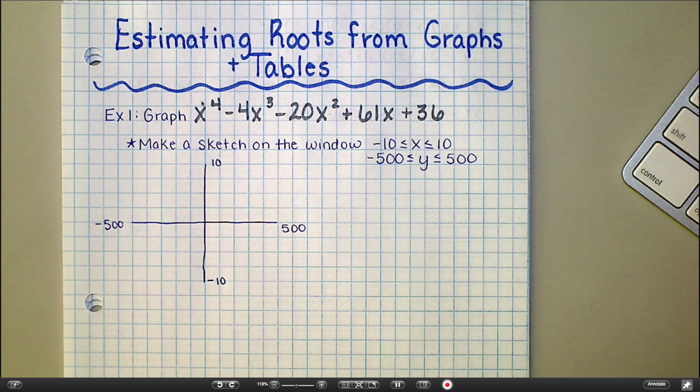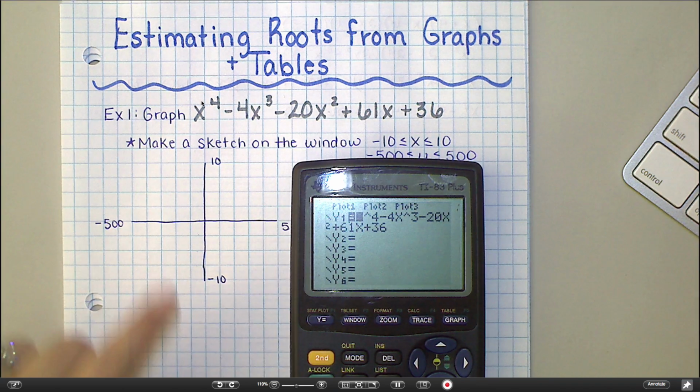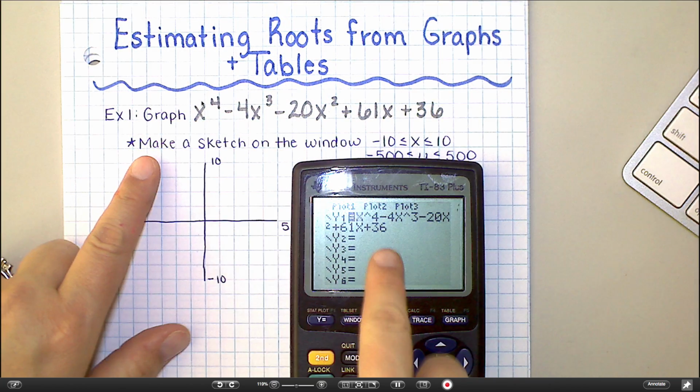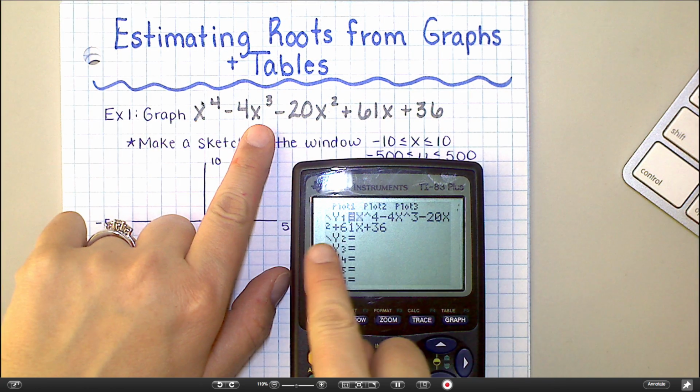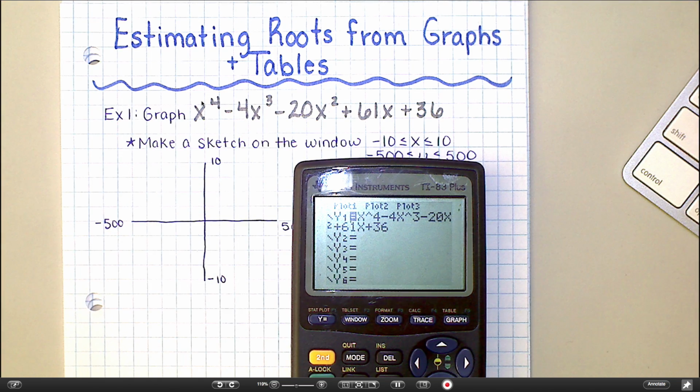So I'm going to go into my calculator. Now I kind of cheated here. Hold on, my calculator's not cooperating, sorry. Okay, so in my calculator, I'm typing in exactly what I have here. So x to the fourth minus 4x to the third minus 20x squared plus 61x plus 36. I do very strongly encourage you to be doing this along with me. So now would be another great time to pause if you need some time to type this into your calculator.